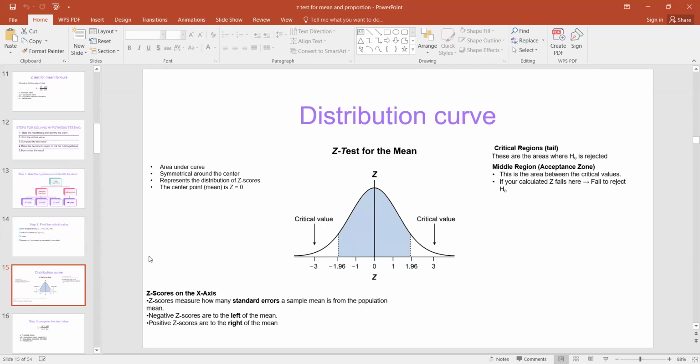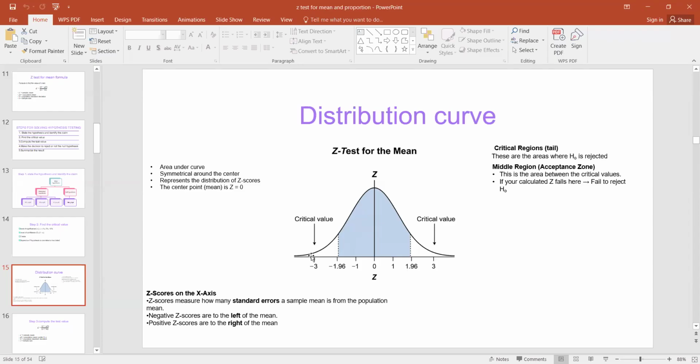This is the distribution curve. This is the area under the curve. The symmetrical curve around the center represents the z-score. The center point, the mean, is 0. On the x-axis, the z-score measures how many standard errors a sample mean is from the population mean. It is negative toward the left side and positive toward the right side.